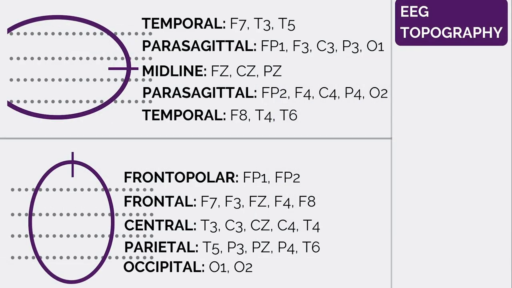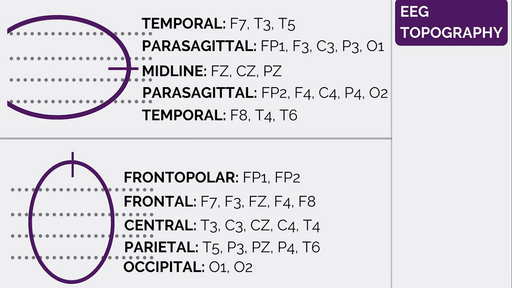Location-wise, we need to understand a few things. Number 1, when you see an electrode that has an odd number with it, it means that it's located on the left side. And if you see an electrode that has an even number, it means it's located on the right side of the head. And if you see a Z standing for 0, it's standing at the midline.